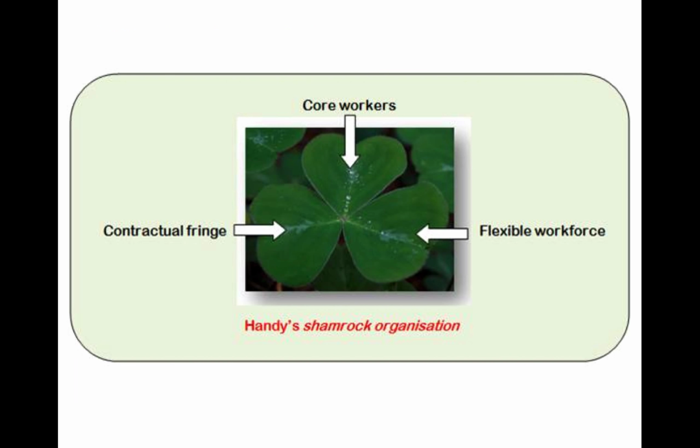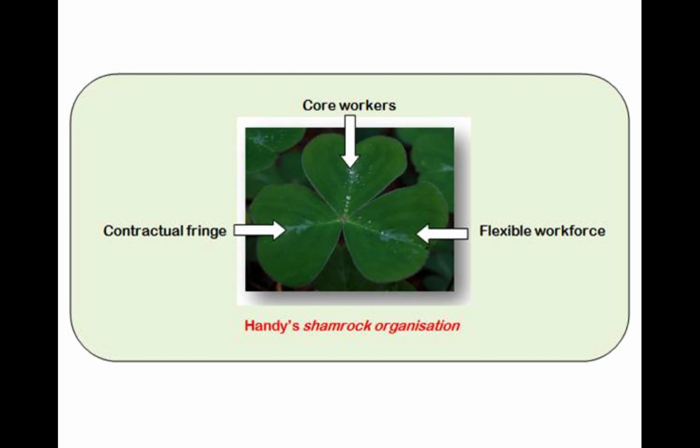Finally, this is called a Shamrock organization. This was made by management theorist Charles Handy. It is based on adapting to changes in the external environment and using this to create internal strategies for organizational structure. So this diagram is based on a multi-skilled core of workers, which is demonstrated by the top leaf.